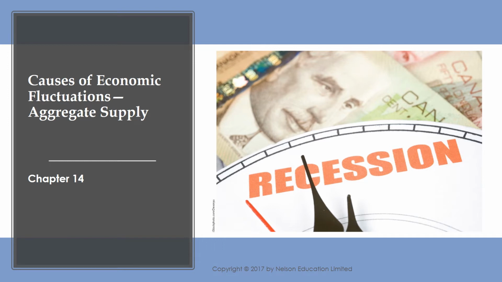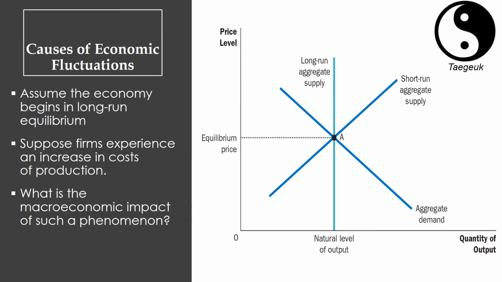All right, guys, let's examine the other cause of economic fluctuations, aggregate supply. All right, so here we are at the natural level of output. We're at full employment. If you ever see a test question, the test question will often say, assume the economy begins in long-run equilibrium. That, ladies and gentlemen, is long-run equilibrium.